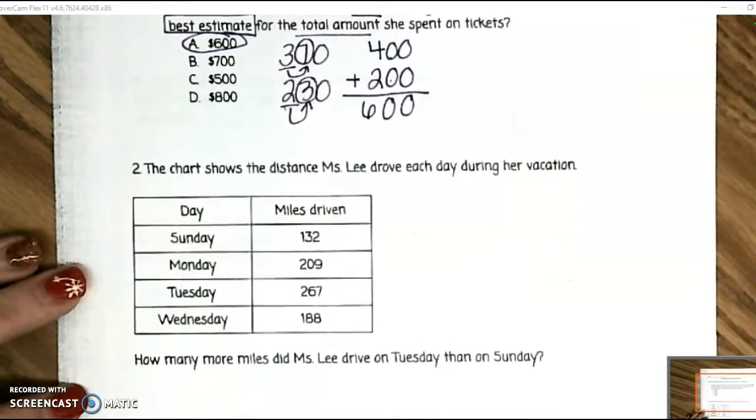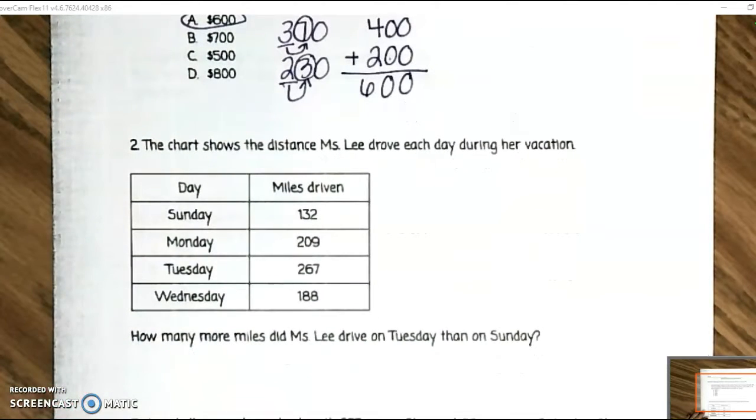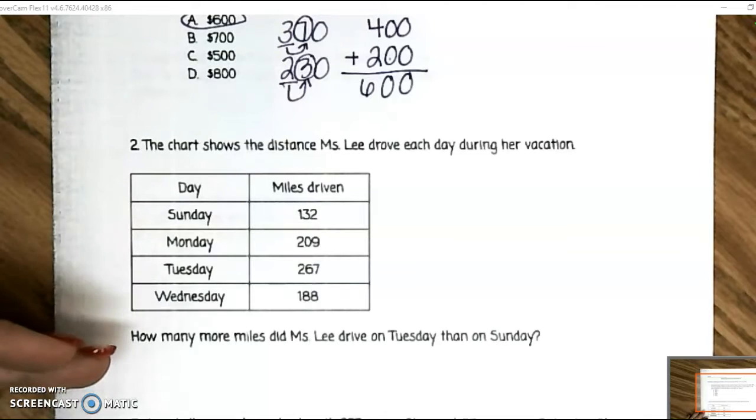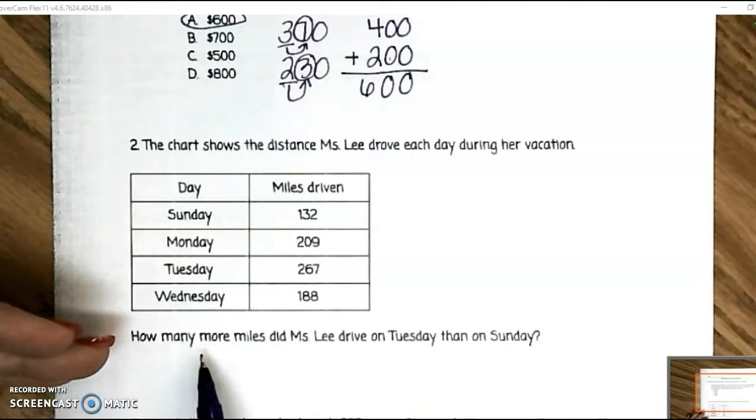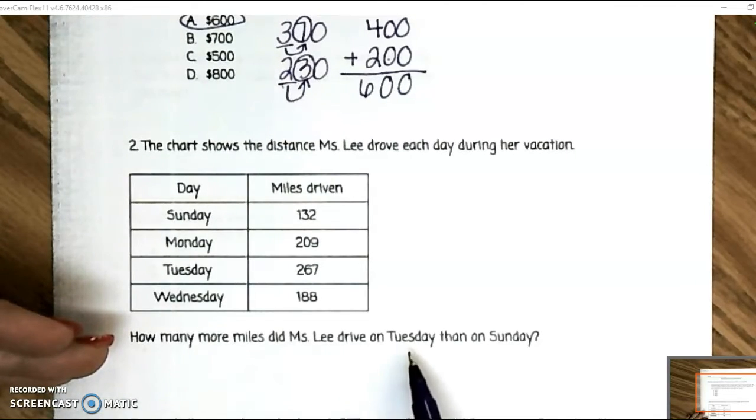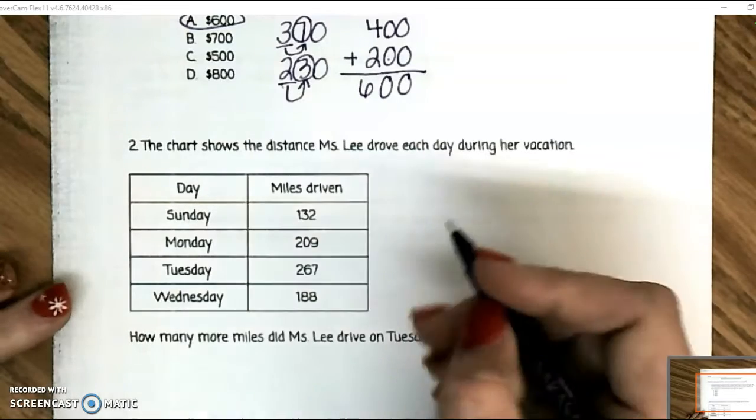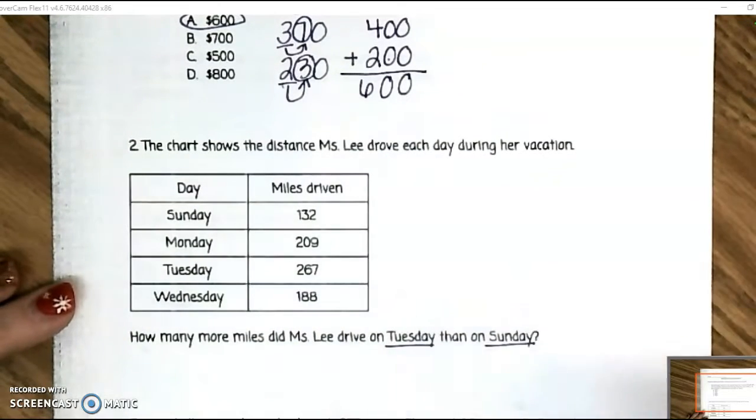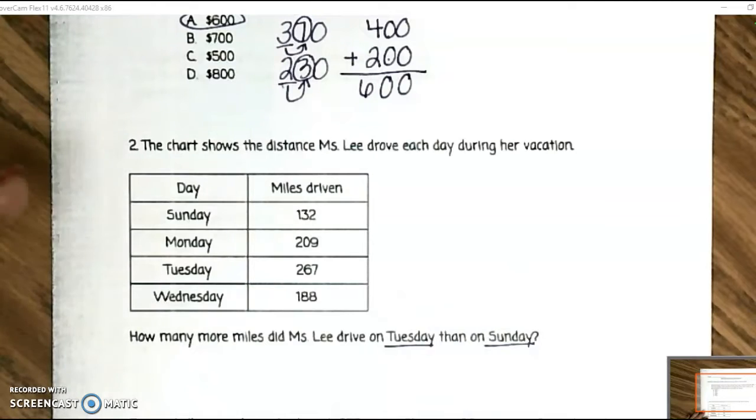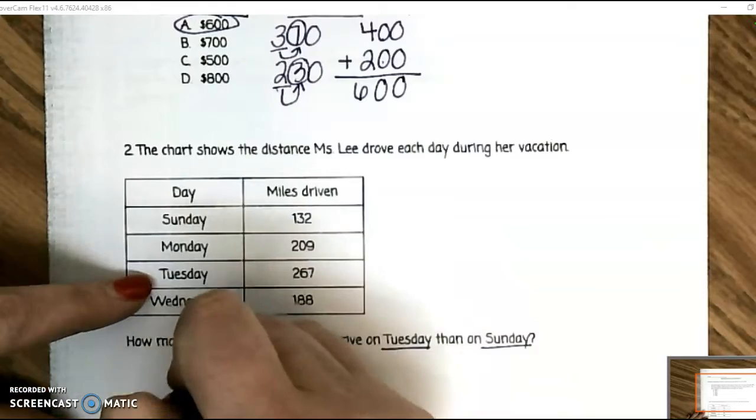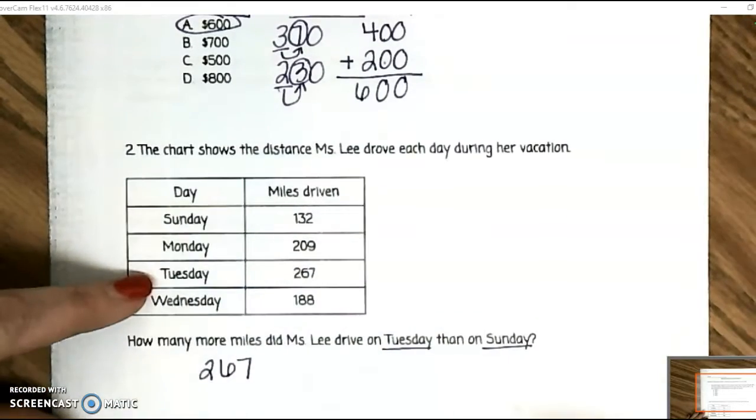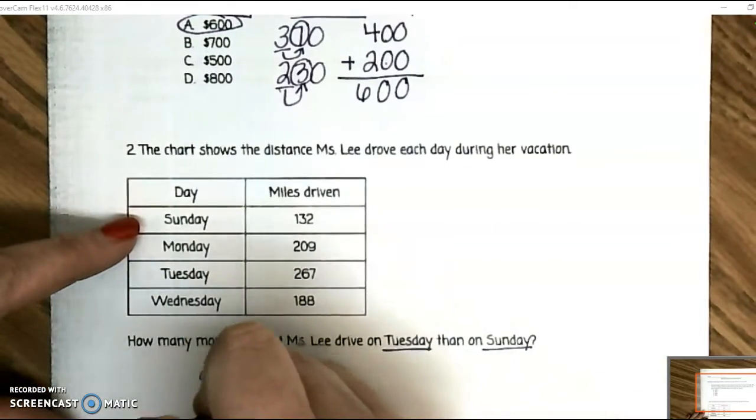On number 2, this one has a chart, and this chart gives us 4 different days and 4 different sets of numbers. It shows the distance that Miss Lee drove each day during her vacation. My question is here under the chart, and it says, how many more miles did Miss Lee drive on Tuesday than on Sunday? So I only need 2 pieces of information from this chart. I don't need the rest of it. I need Tuesday, which is 267, and Sunday, which is 132.